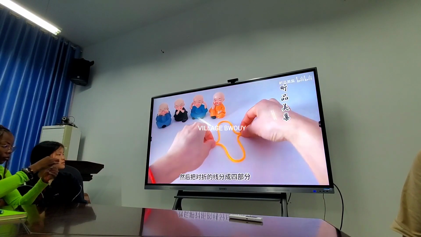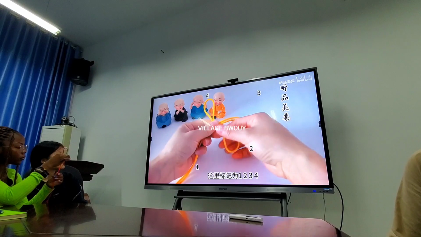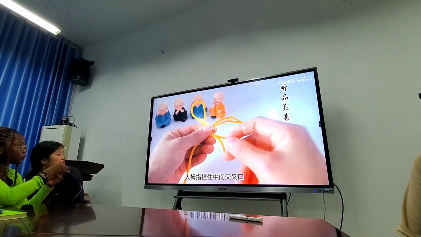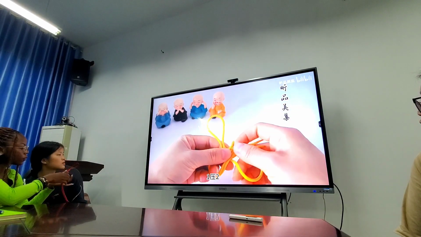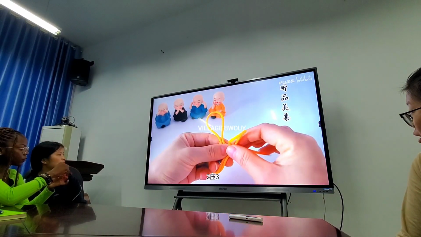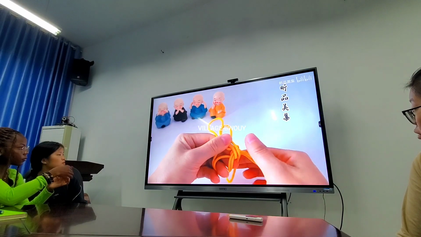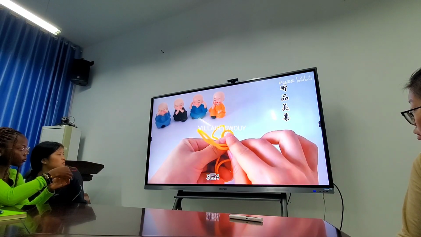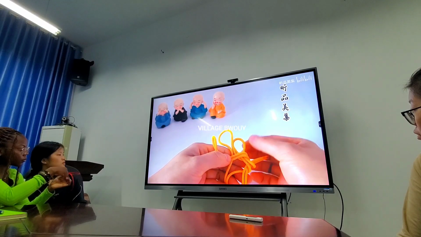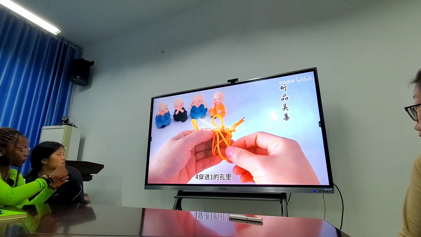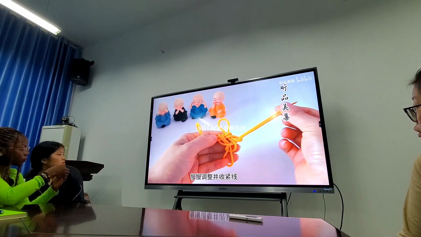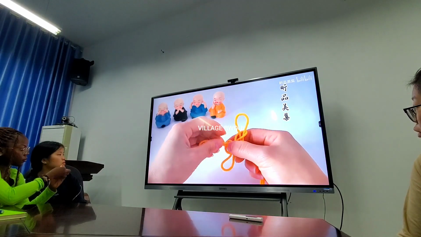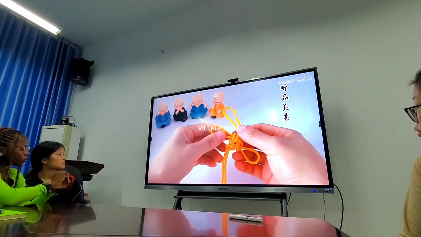Let's try it. Okay. See? The first ear will press down on the second ear, and then the second ear will press down on the third. And the third will go down, press down on the fourth, and then the fourth will go through the hole. Right? And pull it up. Pull and tighten it up. Right?